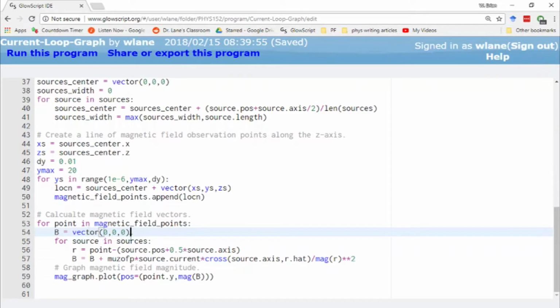We start out with 0. We add the magnetic field for each of the source wires in the loop, and then we graph the magnetic field magnitude versus the y-coordinate that we're located at. So this is the distance from the center of the loop, and this is the magnitude of the magnetic field. Now, the magnetic field is only going to be pointing in the z direction, so we're not losing any information by just graphing the magnitude.